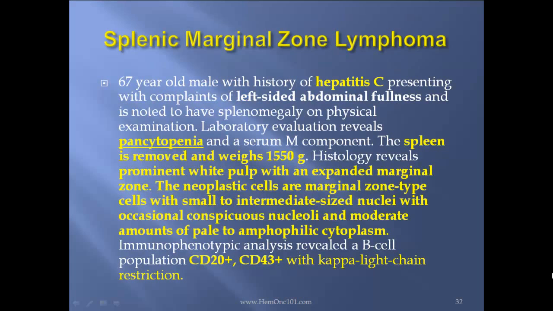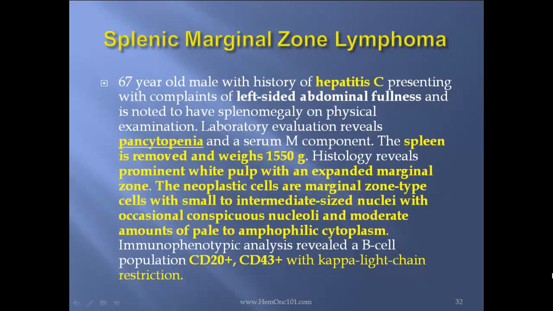Splenic marginal zone lymphoma, case report. A 67-year-old male with a history of hepatitis C, important, presenting with complaints of left-sided abdominal fullness and noted to have splenomegaly on physical exam. Lab evaluation reveals pancytopenia and a serum M component is detected. The spleen is removed and weighs 1,500 grams, very large.